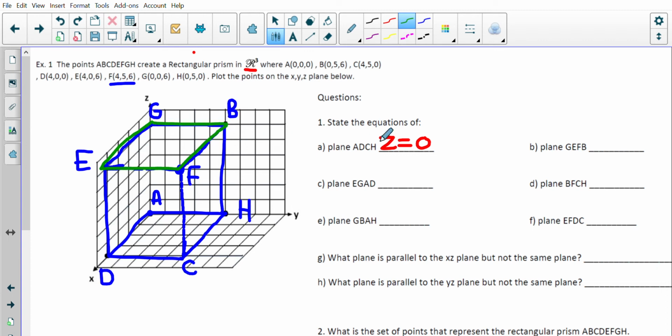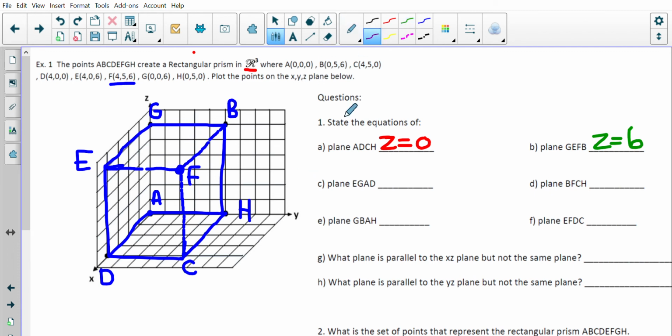Back to G. All right, so what's the common point that these all have between E 406, G 006? What else do we have? F 456. And if you inspected all those points, you realize that the common value, or the equation of the plane, is Z equals 6. Every point on that ceiling has a height of 6.